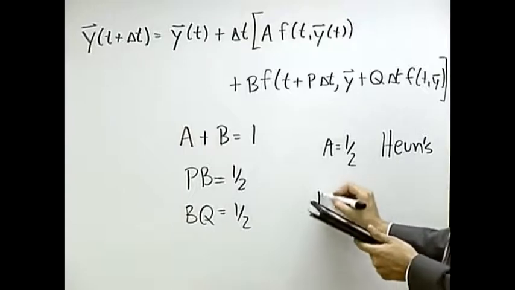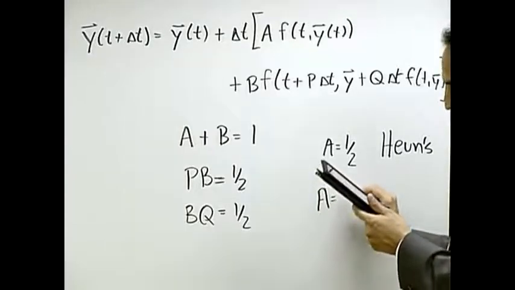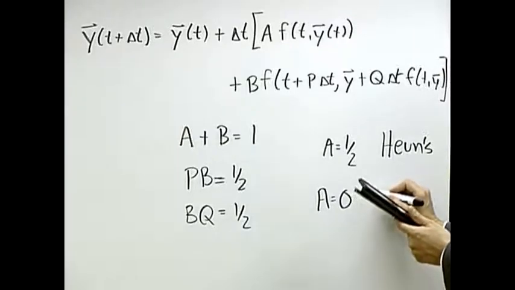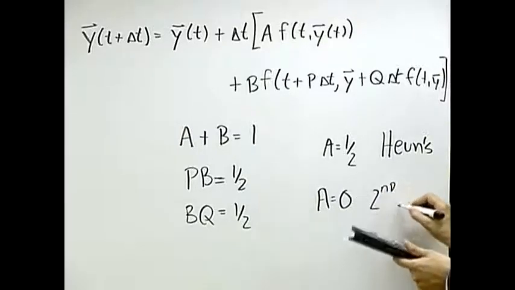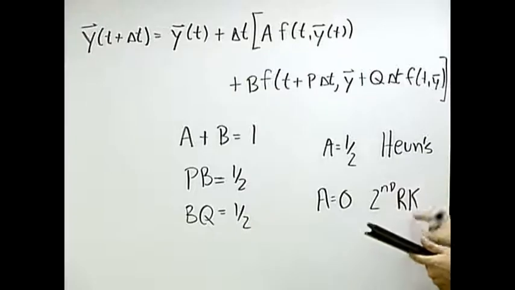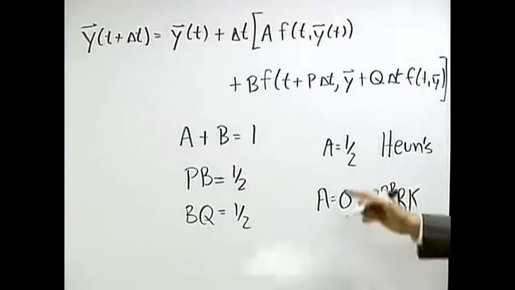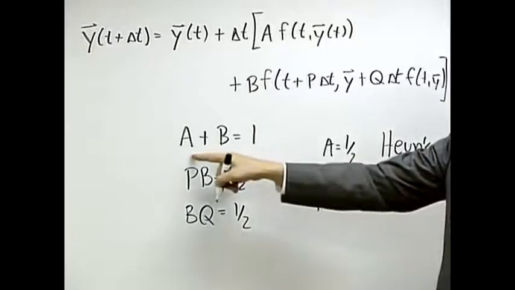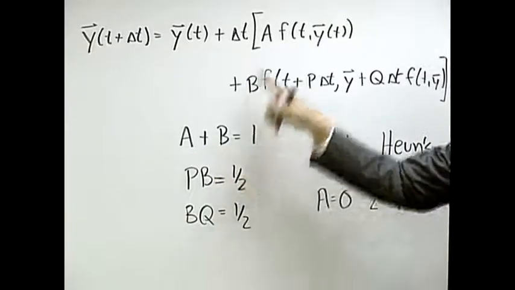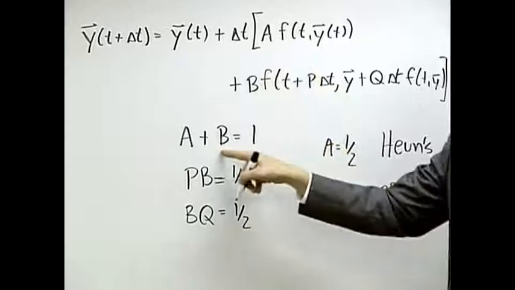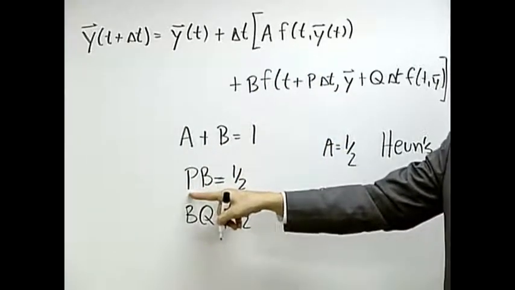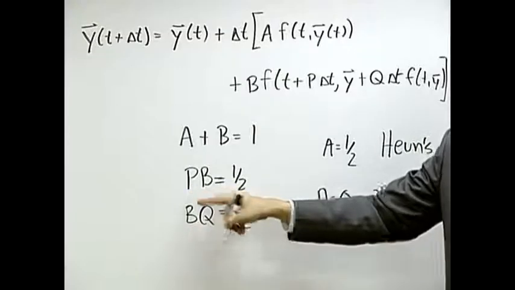So if you pick A as a half, this is called Heun's method. And if you pick A to be, what is it here? Let me see, 0, then this is called second order Runge Kutta. I'll put RK. We'll talk about Runge Kutta more in a minute. So let's look at the difference here, what these things philosophically do. If you pick A to be half, then B is a half. Okay, so they're weighted equally. And then if B is a half, P is 1. Okay?